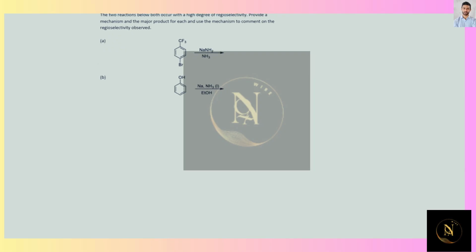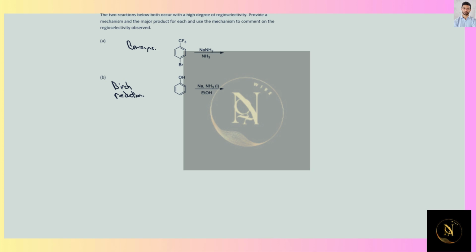Over here, we're going to have the two following reactions. One is going to be a reaction that is going to be through the benzyne mechanism. We're going to generate a benzyne intermediate, and the other one is going to correspond to a Birch reduction.